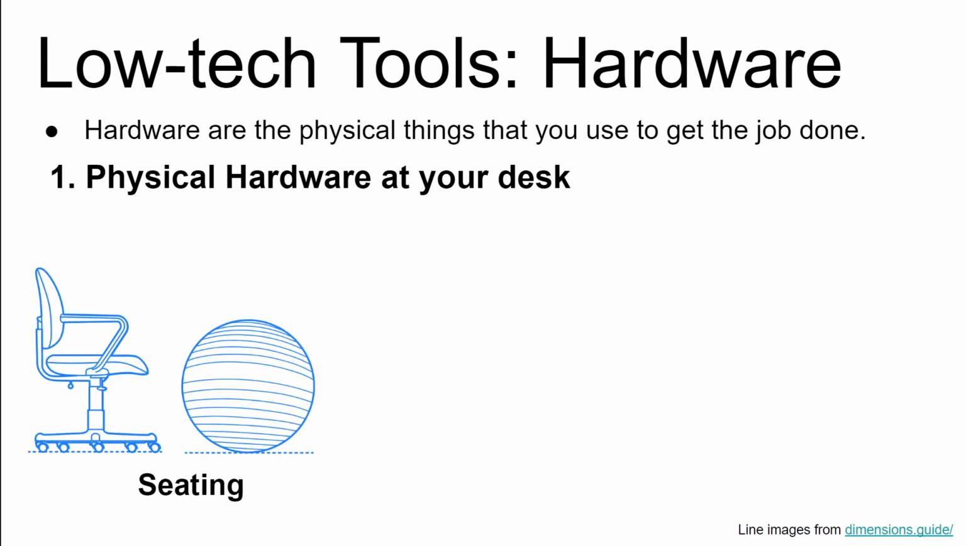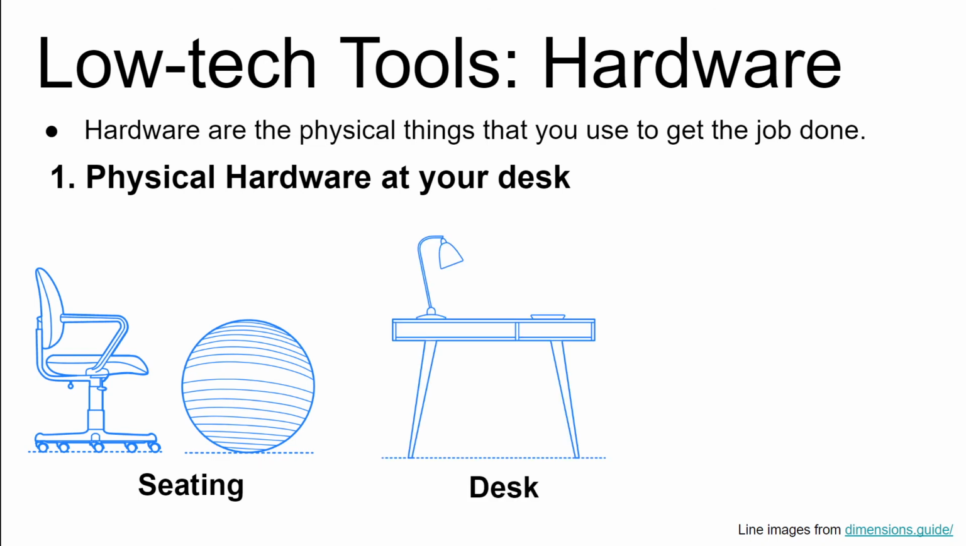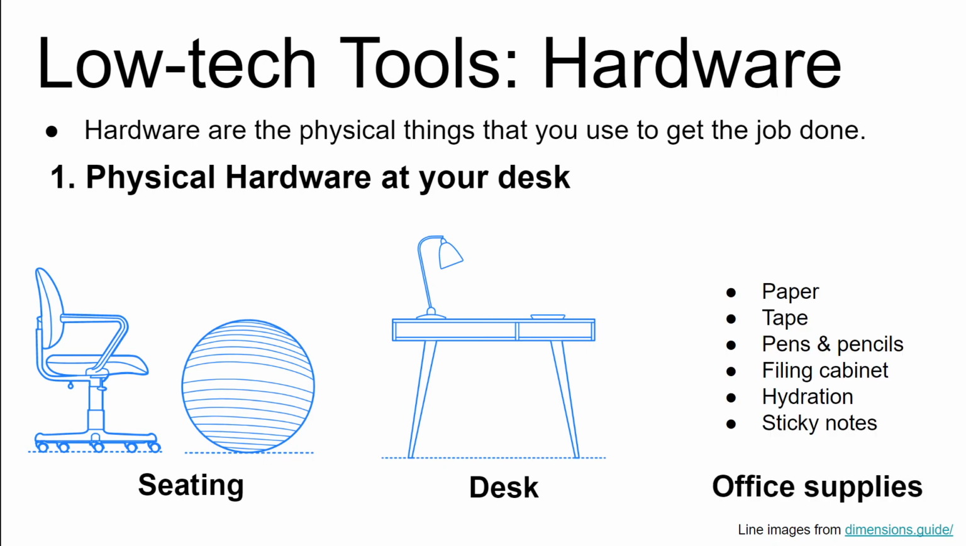Well, you might have seating. There's various kinds of seating, ranging from traditional office chairs to sitting balls. There are desks, whether sitting desks or standing desks. And there's also all kinds of office supplies you might have around, ranging from paper, tape, pens and pencils, filing cabinets, hydration, sticky notes, printers, and so on.